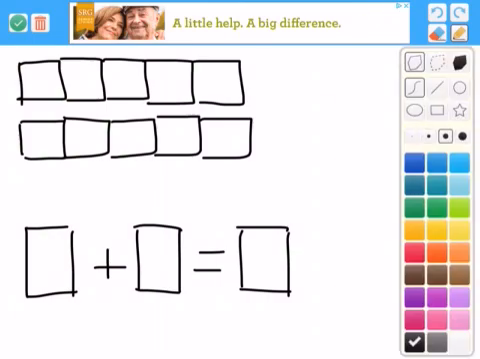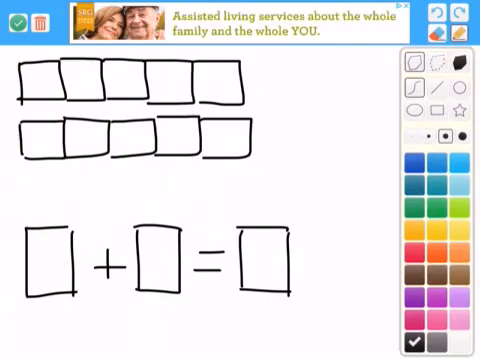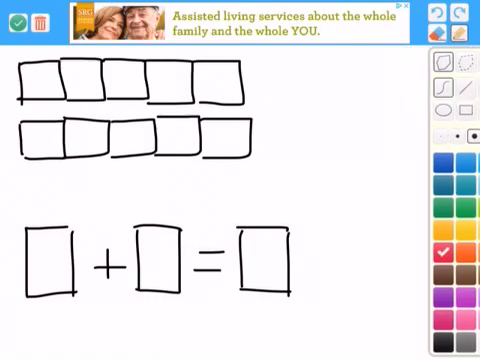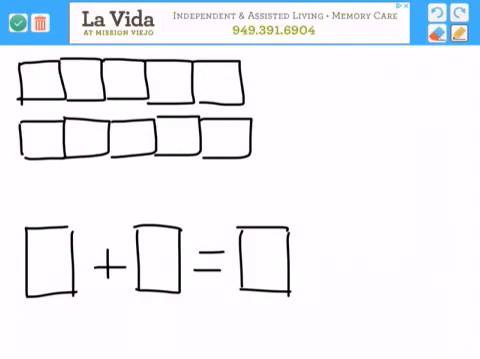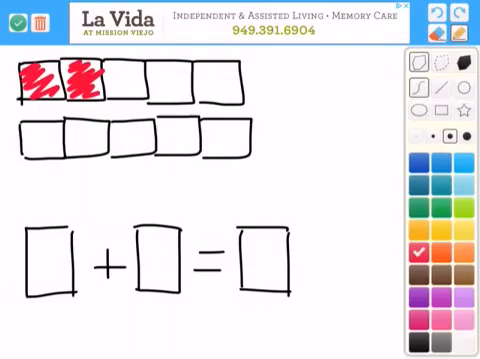So the first color the problem told me to use was red. And it said color 2 boxes red. So that means I need to color the first 2 boxes on the top red. I can't go top and bottom because I'm doing the 5 group way. 1, 2. And then the problem told me to color the rest blue.